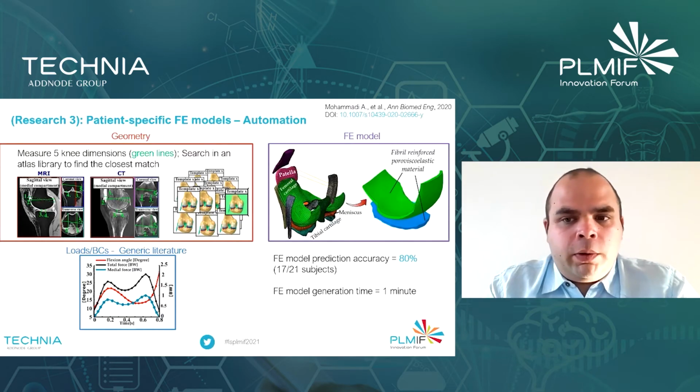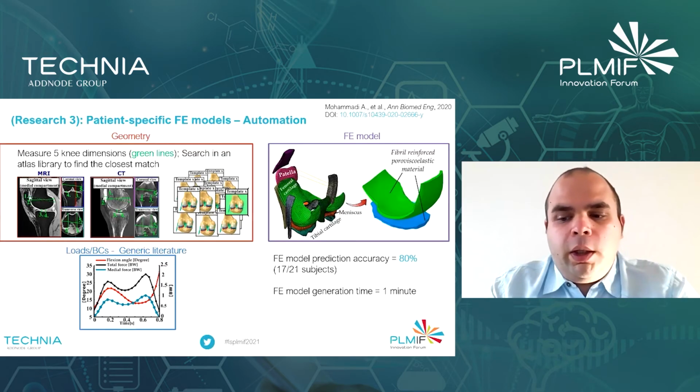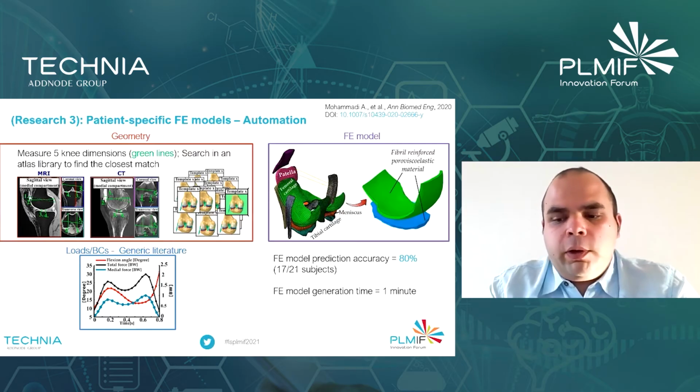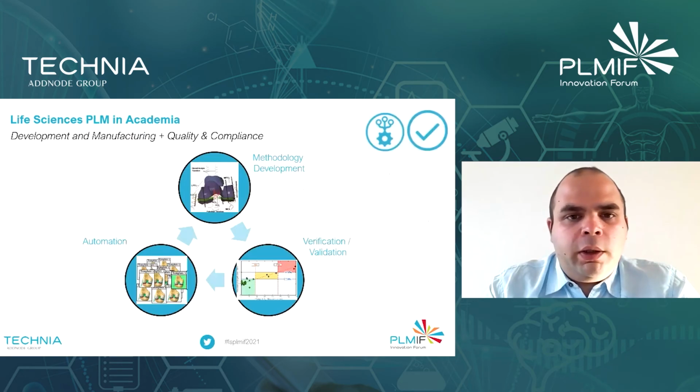And in a previous study, the researchers were able to have a prediction accuracy of 80%. So 17 out of 21 subjects were predicted correctly. Here, the main issue is that the loading is generic, so it's taken from literature, and the finite element model is a lot more simplified. So you would want to essentially integrate each step into one full cycle.